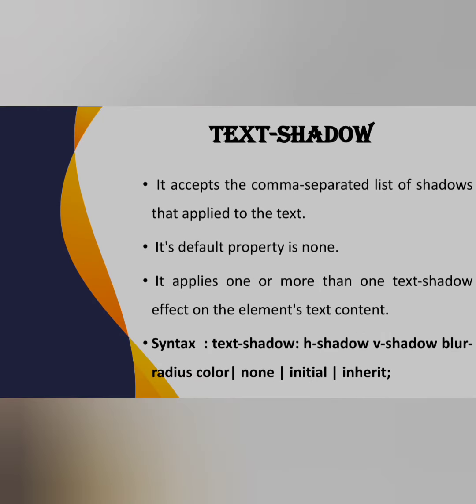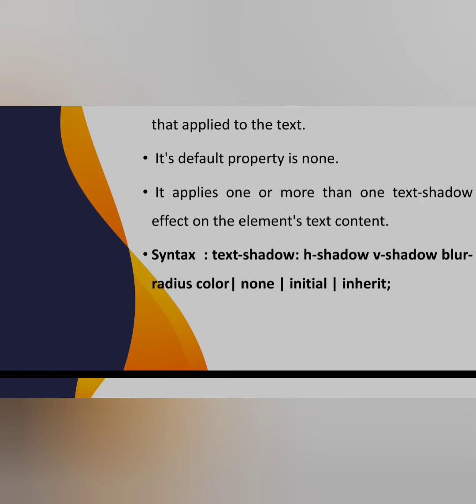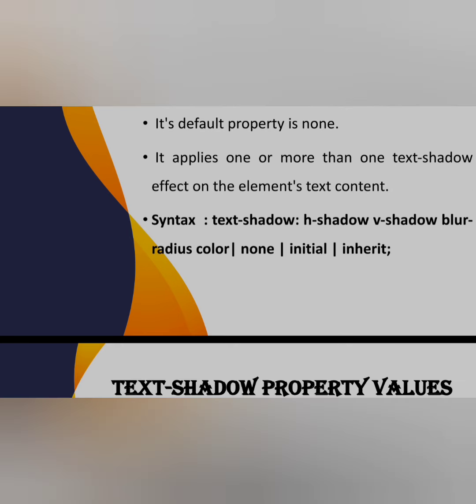Text shadow accepts all the comma-separated shadows that apply to the text. Its default property is none. It applies one or more text shadow effects on the element's text content. Syntax: text-shadow: h-shadow v-shadow blur-radius color | none | initial | inherit.